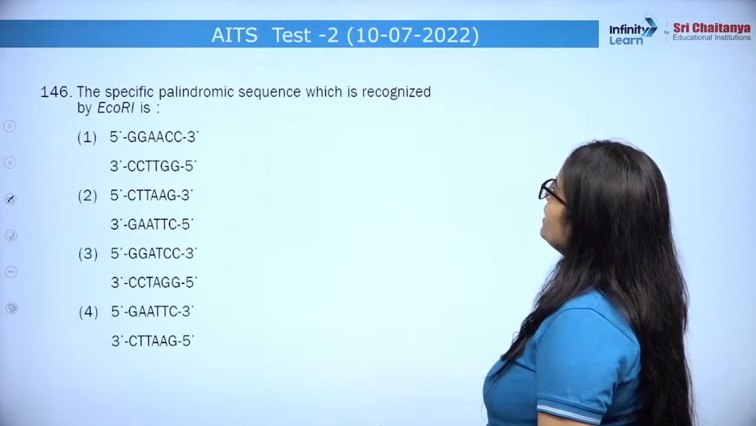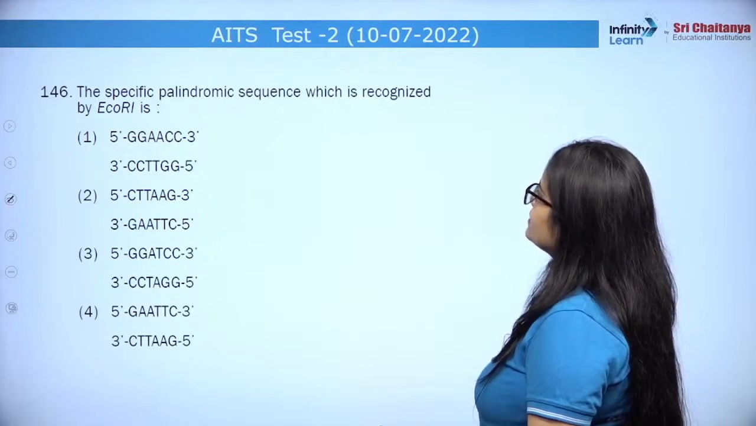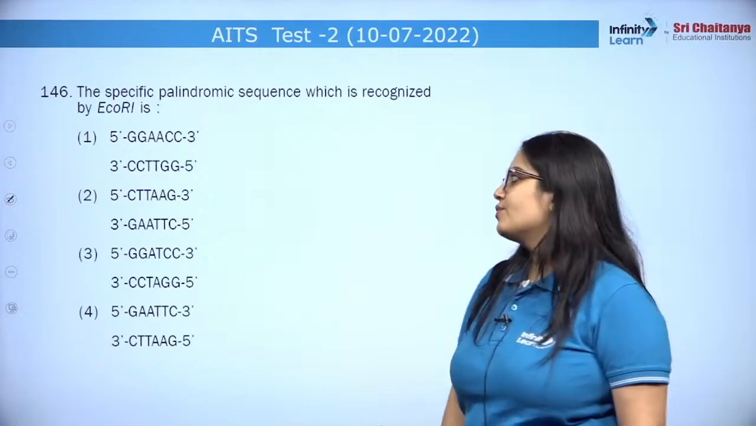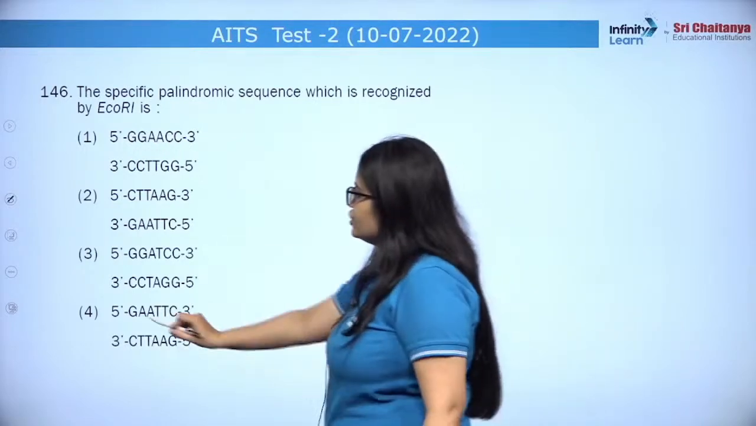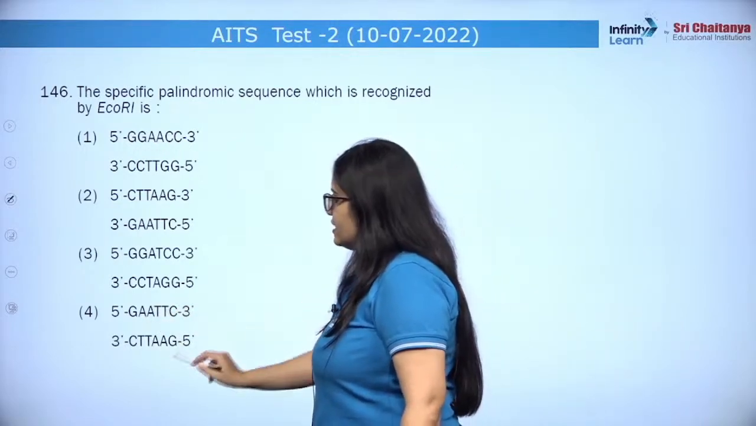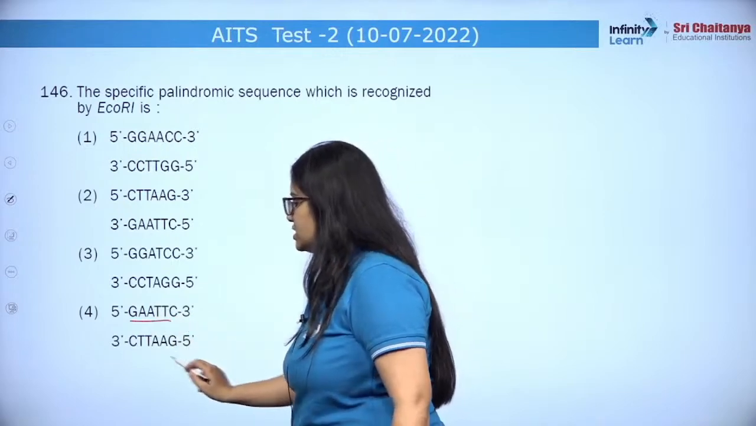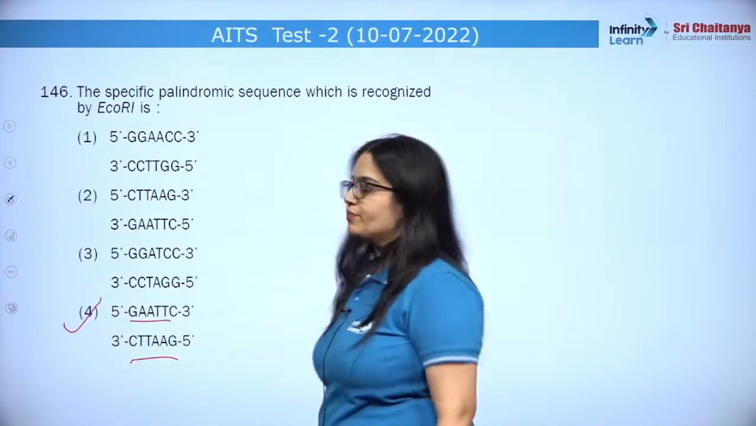Next, the specific palindromic sequence which is recognized by EcoRI. EcoRI is very simple, given in NCERT. It is GAATTC. Fourth one. Next question.